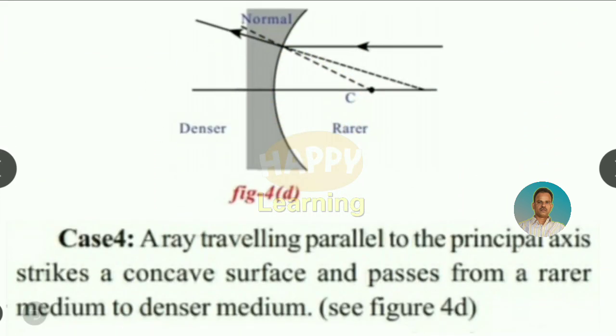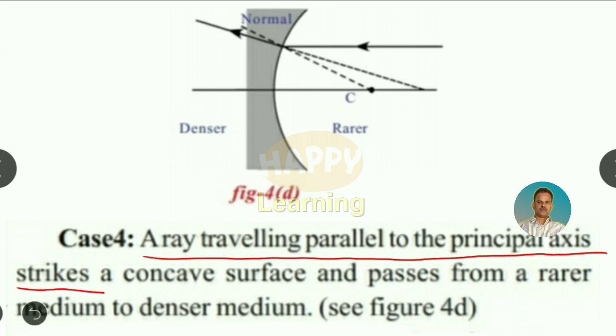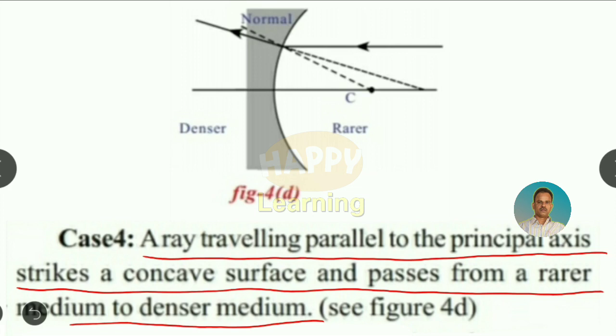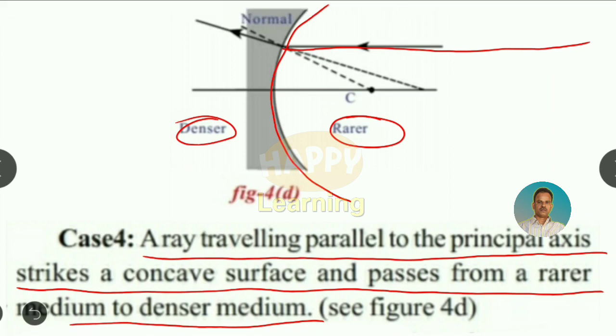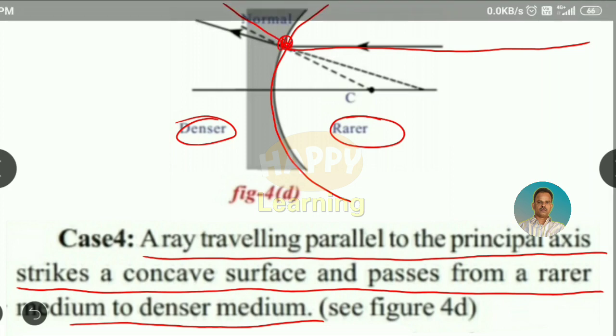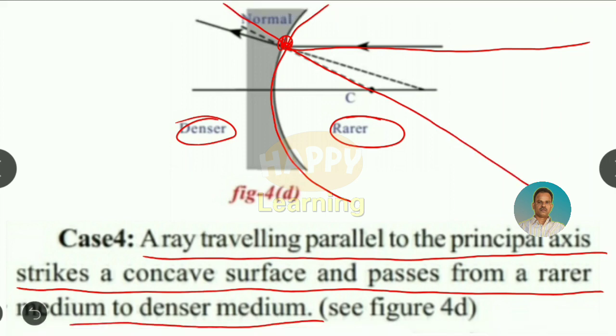Next, a ray traveling parallel to the principal axis strikes a convex surface and passes from rarer medium to denser medium. This is the incident ray, and for that incident ray, this is a concave surface. Okay. At this point, draw a normal. The line passing through C will be the normal.